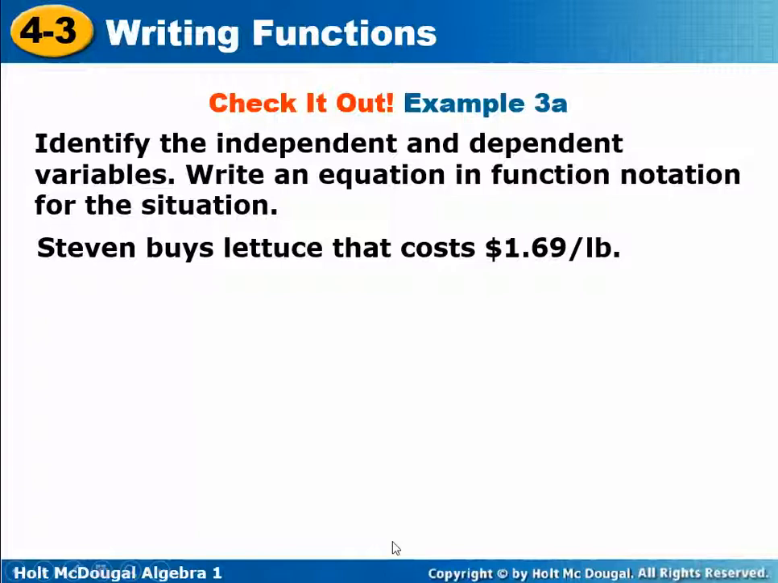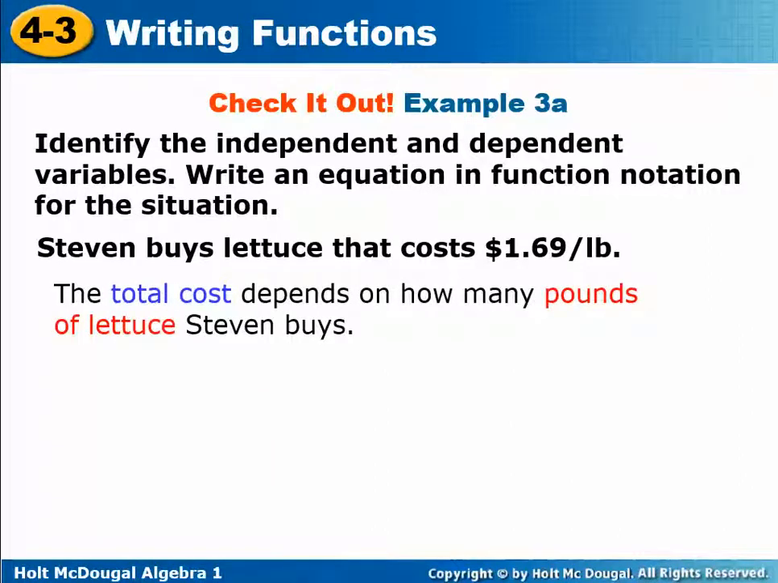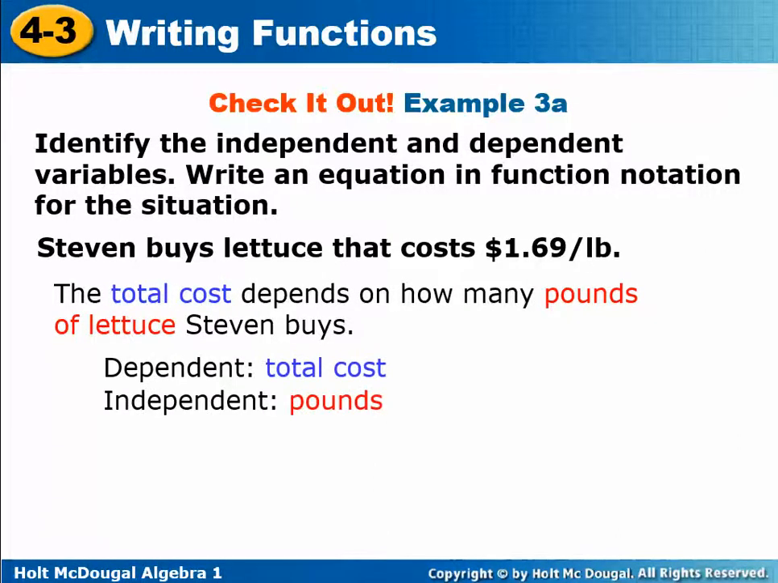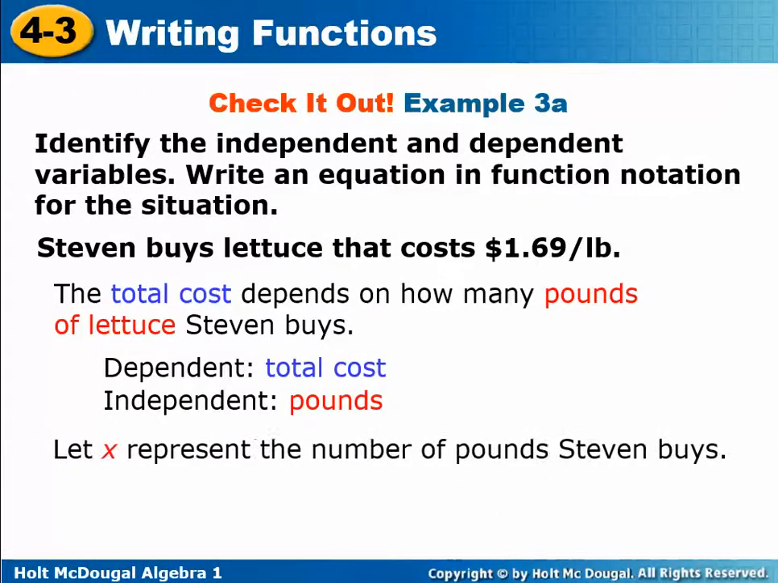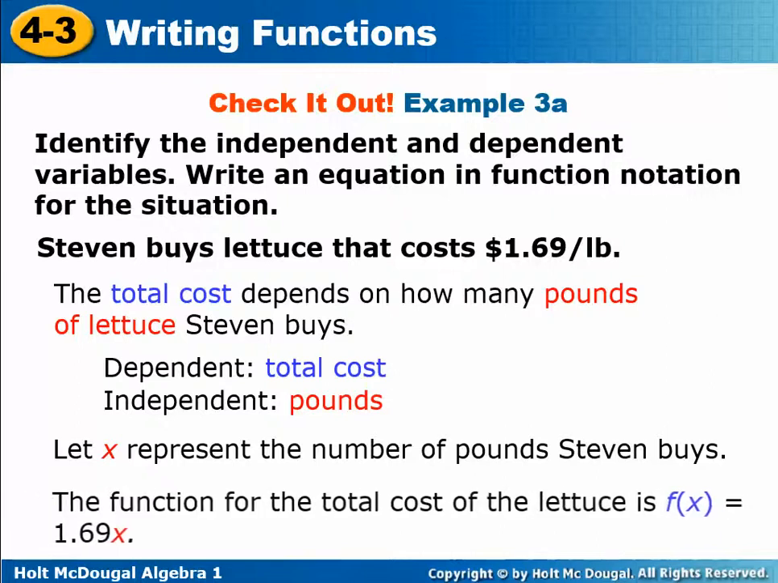Okay, one more example. Stephen buys lettuce that costs $1.69 a pound. Cost and pounds. The cost depends on how many pounds of lettuce. Cost is almost always dependent on something else, right? You pay more for more of it. You pay more for longer of it. And then your expression is going to be f of x equals 1.69 times x, however many pounds you get.